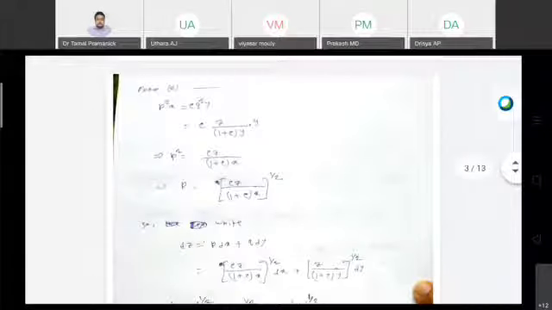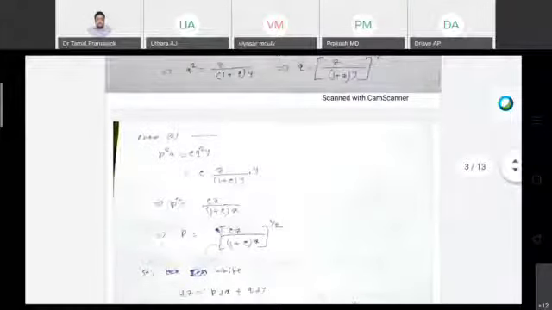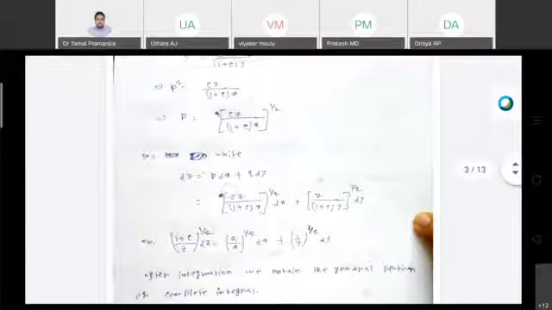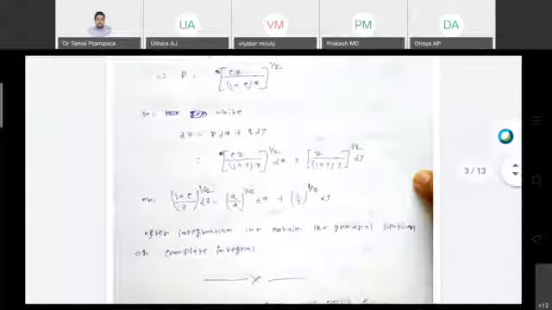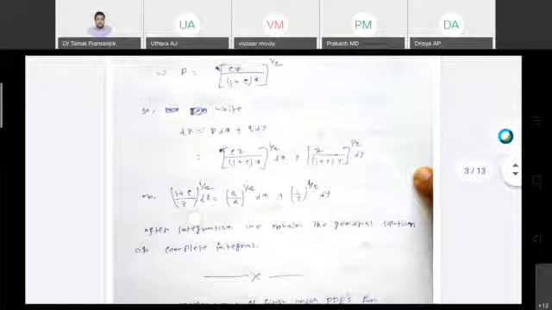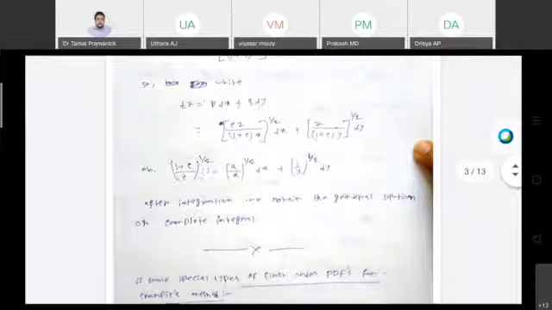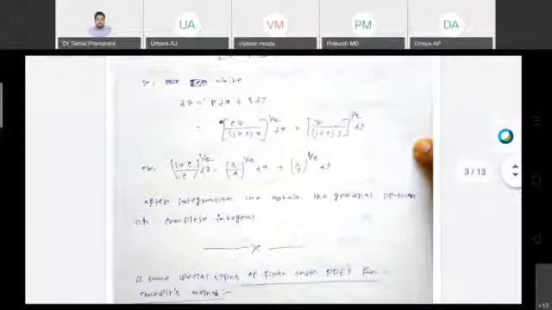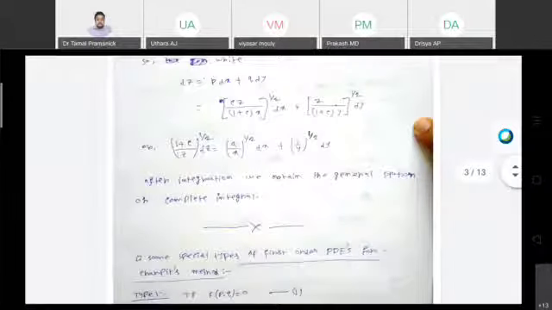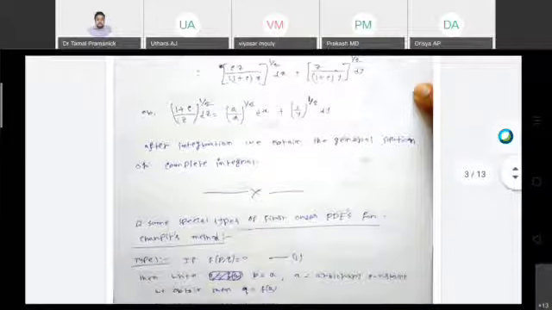So put the p and q values in dz equal to p dx plus q dy, and multiply both sides by the factor 1 plus c by z power half. Then with this equation, on integration you will get the general integral or complete integral.